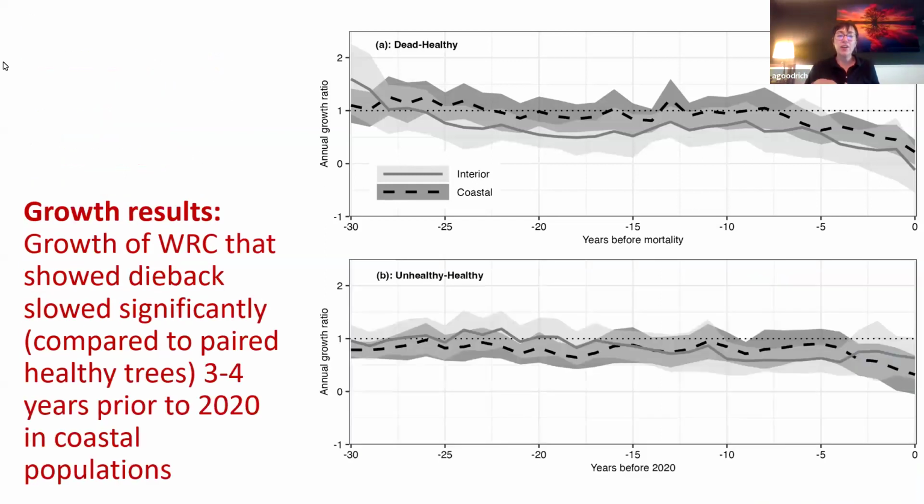And then he compared the unhealthy to the healthy trees, just trees that have not died yet, and found a similar thing. It's a little bit less exciting, but showed that at least in the coastal populations, those ones with dieback have been slowing significantly compared to those healthy trees 3 to 4 years prior to the year that it was sampled, or 2020.